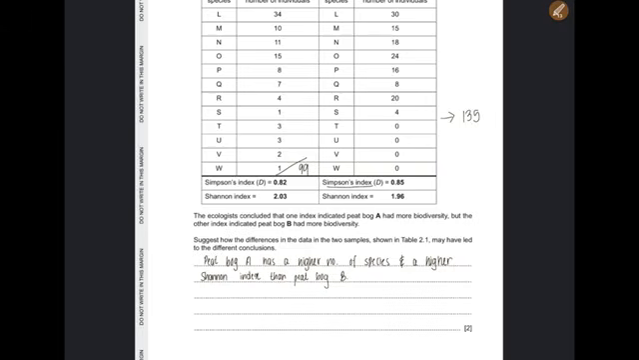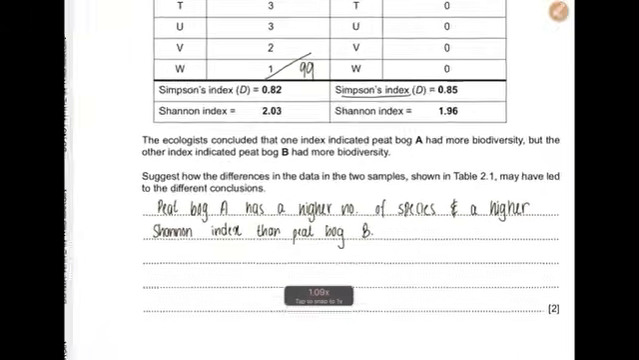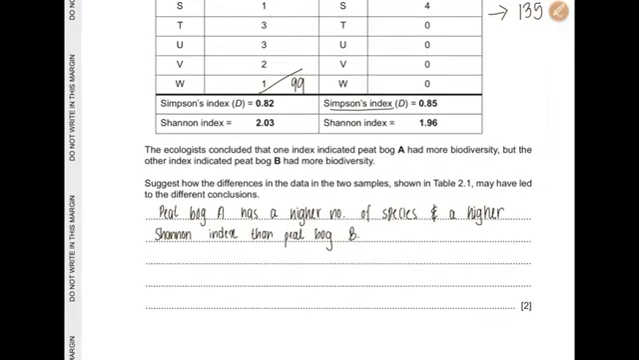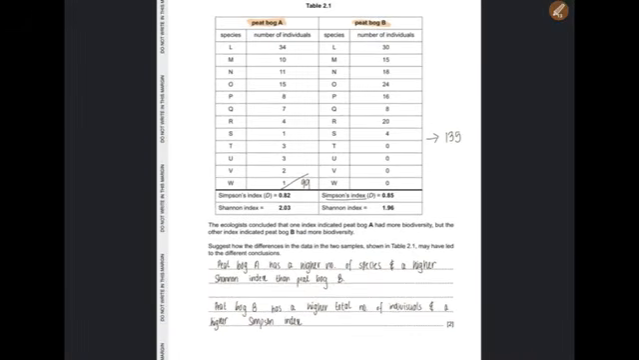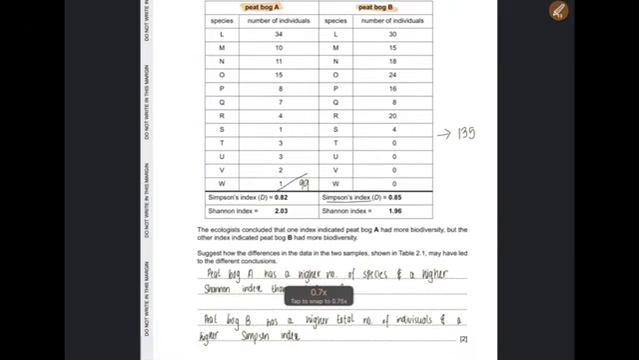So Simpson index depends more on the number of individuals. We can also say that peat bog B has a smaller range of species abundance, but you can simply write this as well, that there is a higher number of individuals in B. This question may seem really hard at first, but don't panic and try to understand what's the difference.